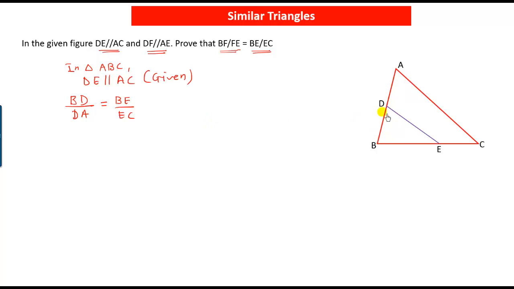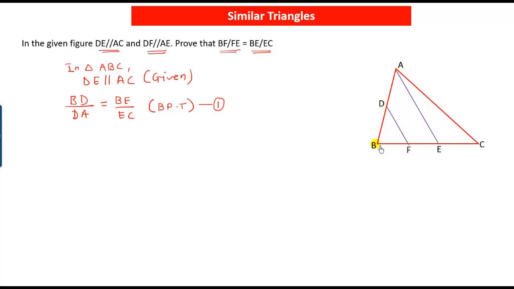This BD upon DA is equal to BE upon EC. This is by the basic proportionality theorem. Let this be number 1. Now this is our original figure, and it is given that DF is parallel to AE. I remove this figure to get a clear idea of the figure. So I remove this DE, and after removing DE, we get DF parallel to AE.